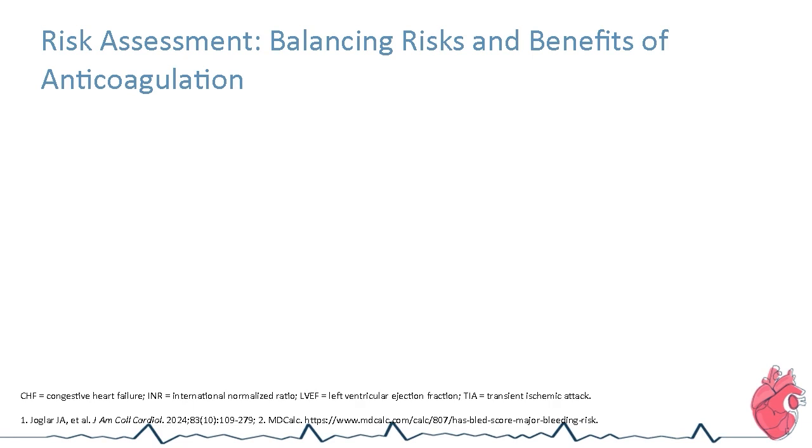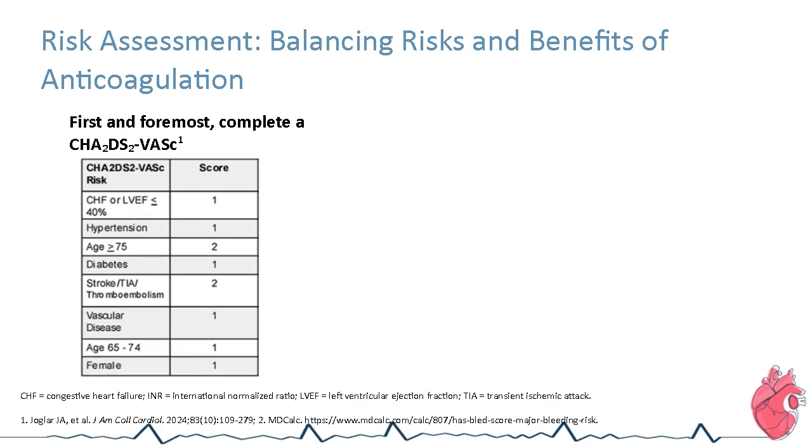So we're balancing the risks and the benefits of oral anticoagulation. First, we take a complete history and then use a CHA2DS2-VASc score. This involves evaluating anybody with heart failure or a left ventricular ejection fraction less than or equal to 40%, looking to see if they have hypertension, if they're greater than age 75, or we also consider the age of 65 to 74, whether they have diabetes, a history of stroke, TIA, or thromboembolism, and lastly, unfortunately, we have to consider whether they're female or not.